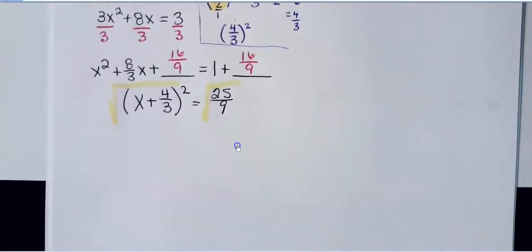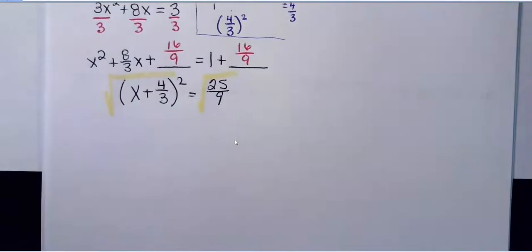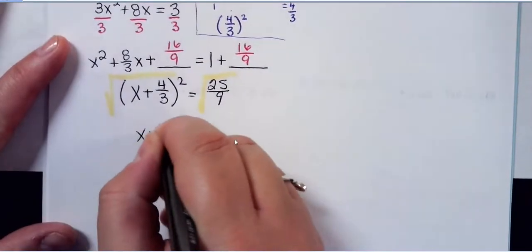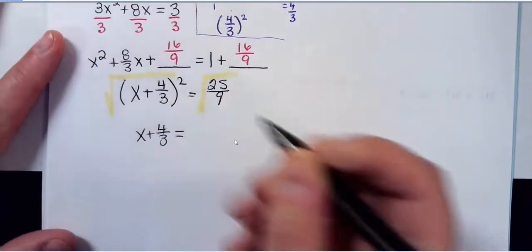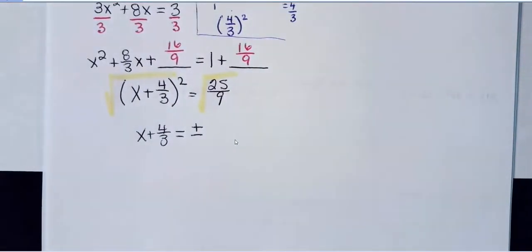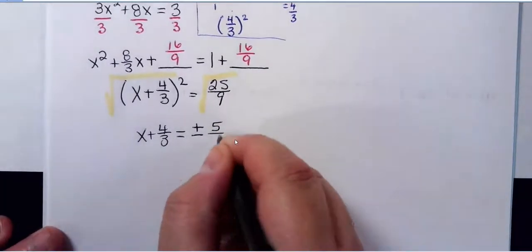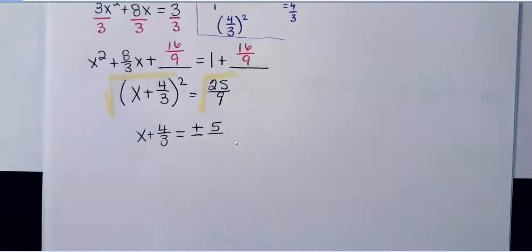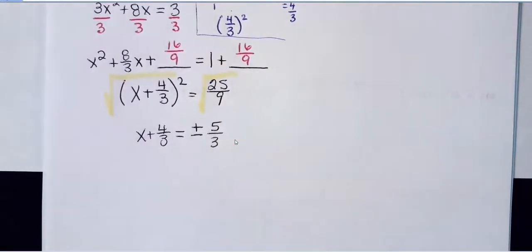I'm going to move this up just a little bit. All right, so this is going to stay x plus 4/3. The square root and squared cancel each other out. Don't forget the plus minus. What's the square root of 25? 5. What's the square root of 9? 3.